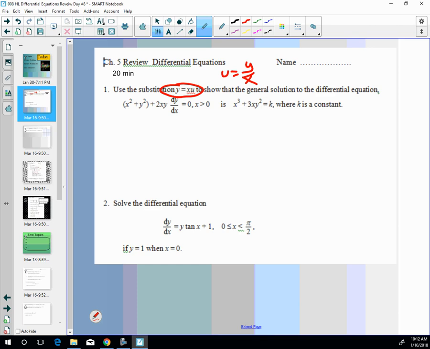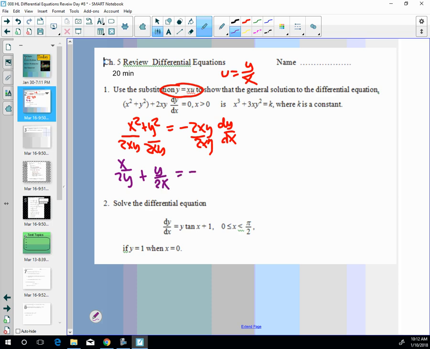Let's do this. Let's do x squared plus y squared equals negative 2xy dy/dx. Let's just move that one over. And then I'm going to divide by 2xy. So this is going to be x over x cancels, and you're going to get x over 2y plus y over 2x equal to negative dy/dx. Everything good so far?